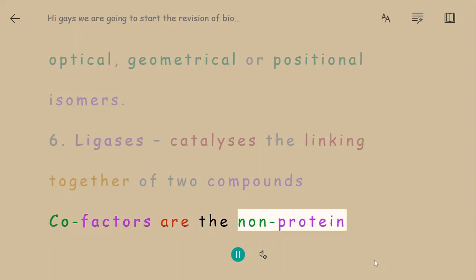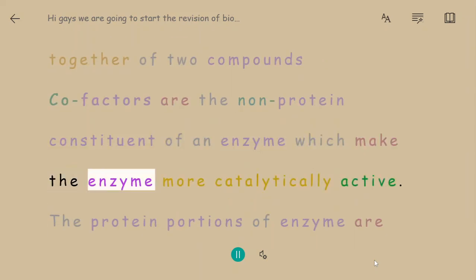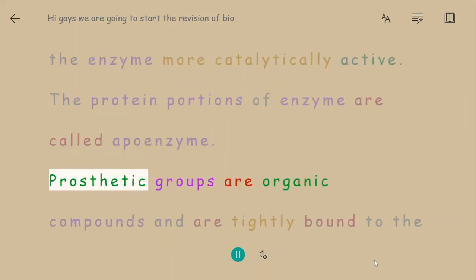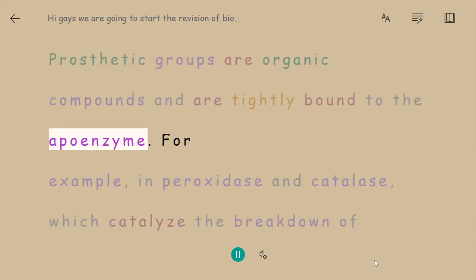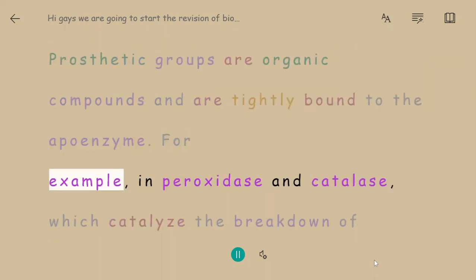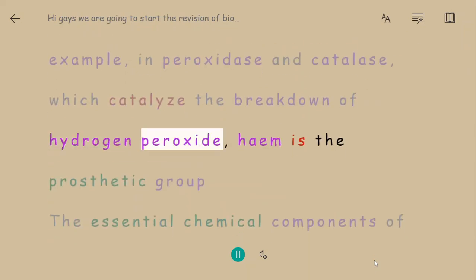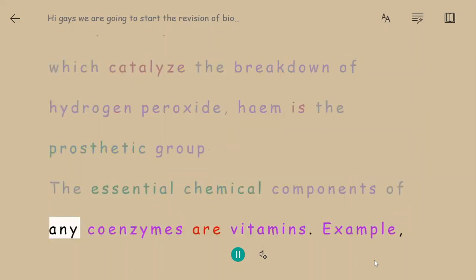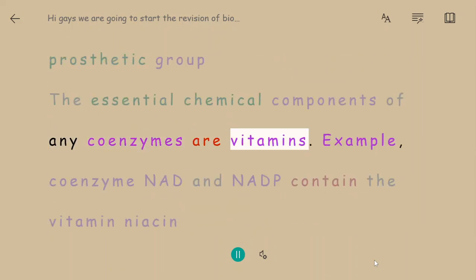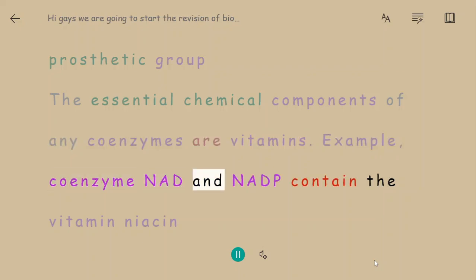Cofactors are the non-protein constituent of an enzyme, which make the enzyme more catalytically active. The protein portions of enzyme are called apoenzyme. Prosthetic groups are organic compounds and are tightly bound to the apoenzyme. For example, in peroxidase and catalase, which catalyze the breakdown of hydrogen peroxide, heme is the prosthetic group. The essential chemical components of many coenzymes are vitamins. For example, coenzymes NAD and NADP contain the vitamin niacin.